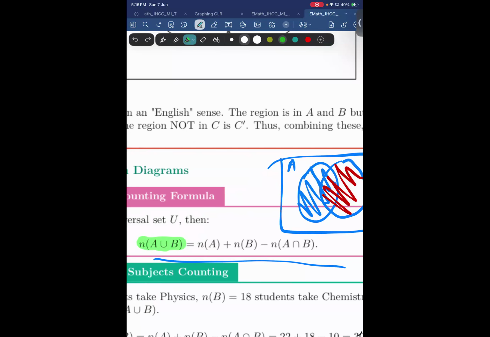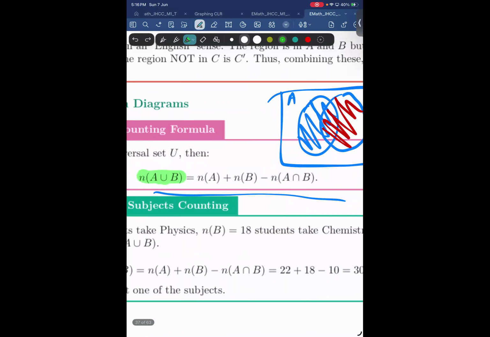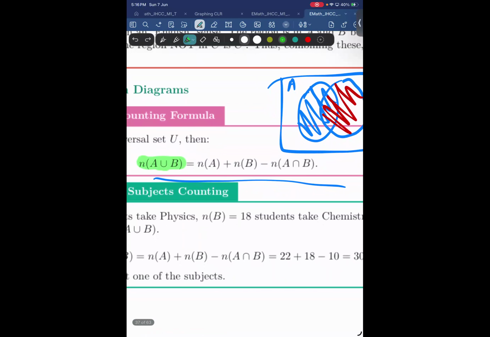Any confusion on that? So this is used in here. In the context of the question, in a class, 22 students take physics, 18 take chemistry, and 10 students take both. N of A union B means how many students take either of them. A union B means either physics or chemistry. Then you can just apply this formula. Add physics, add chemistry, then minus the people who take both. So there will be 30 students who take at least one of them.